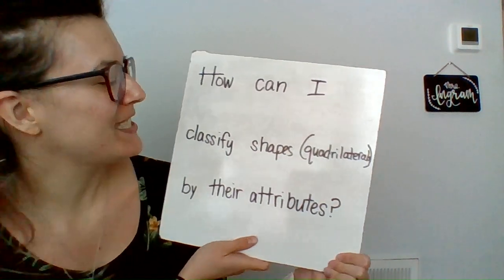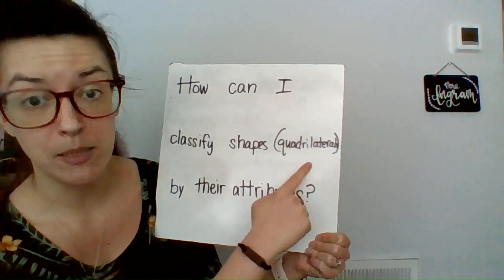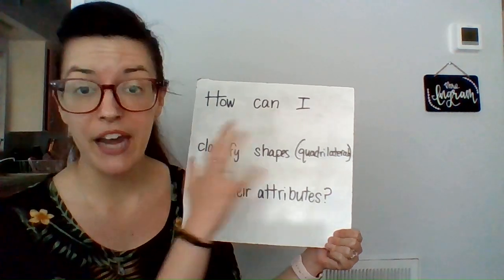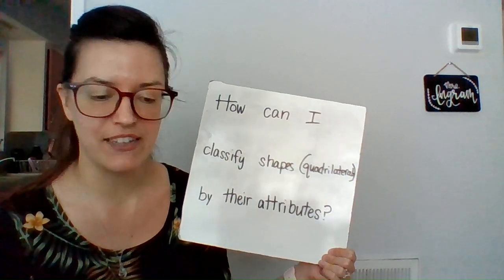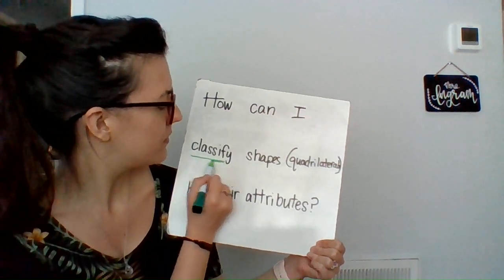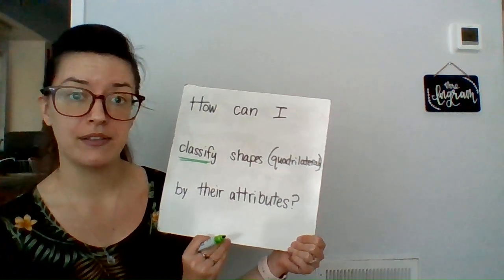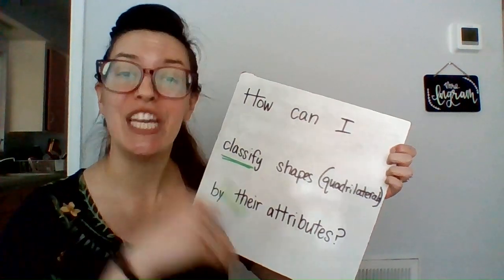Today, our question that's going to guide our learning is how can I classify shapes, specifically quadrilaterals, by their attributes? Now, there are a lot of words in here that we're going to go ahead and break down. Let's start off with classify. What does it mean to classify a shape? When you classify, you are putting it into a group. So we are going to be putting shapes in different groups.